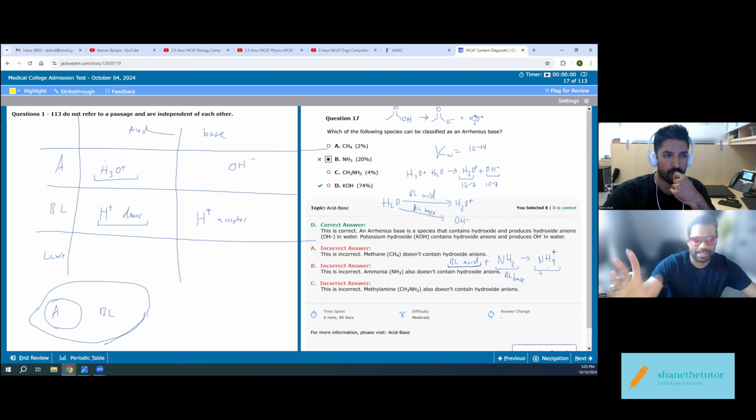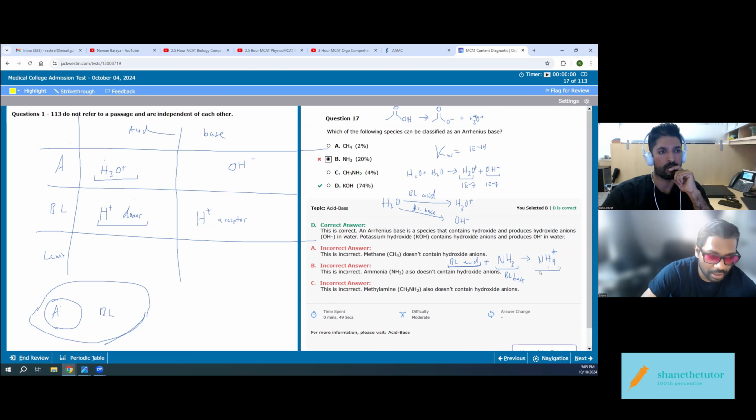So yeah, this will make more sense as we move on, but the Bronsted-Lowry definition of acids and bases will be the default if they ask you about acids and bases. Lewis acids and bases are a bit different. A Lewis acid is an electron pair acceptor, and a Lewis base is an electron pair donor.